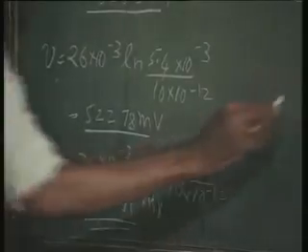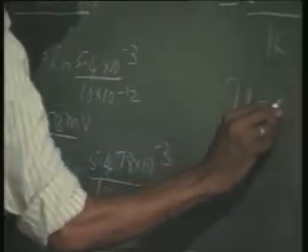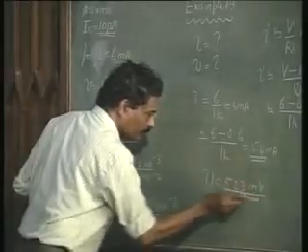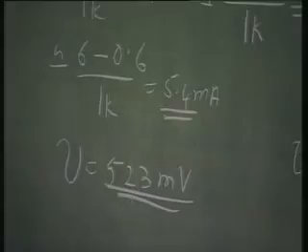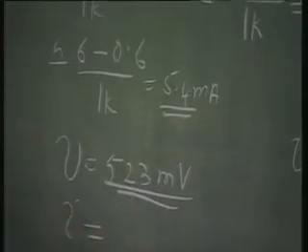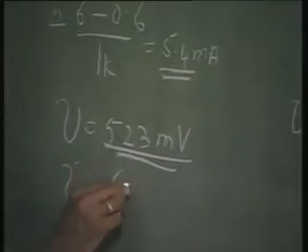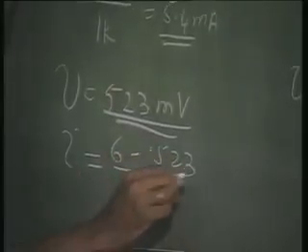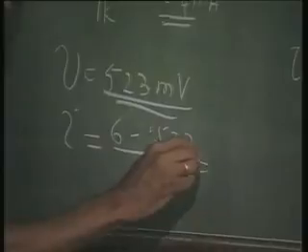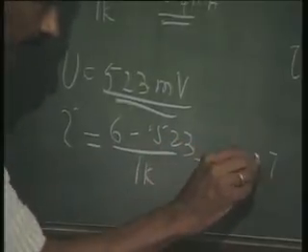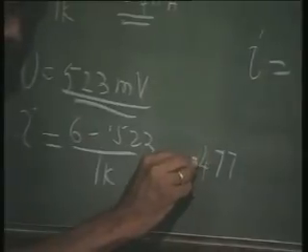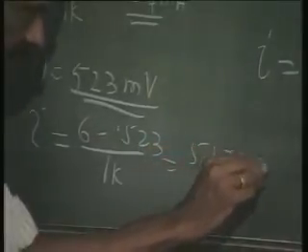So, V is going to be approximately 523 millivolts, and I is therefore 6 minus 0.523 divided by 1 K, which is going to be 7.745.